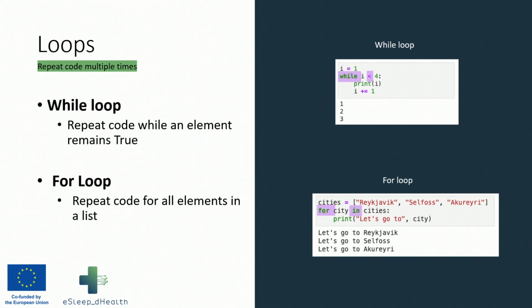And now, the first time we enter the loop, the first element of the list will be retrieved, which is Reykjavik. So we print let's go to Reykjavik. Then we enter the loop again. The second element of the list will be retrieved, which is Selfoss. And we will print let's go to Selfoss. And the same will happen for the last element of the list, which is Akureyri. So these are two different ways to create a loop. Again, the grammar is important to make it work.